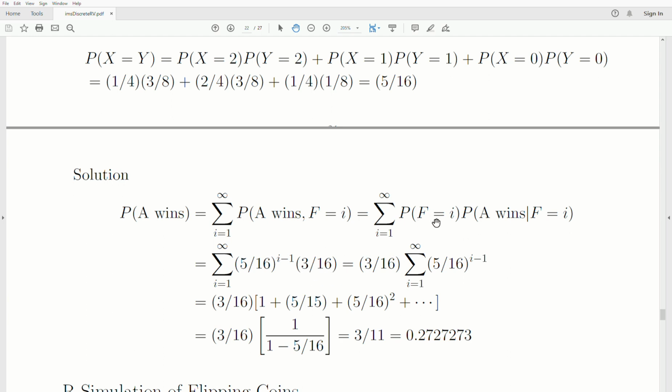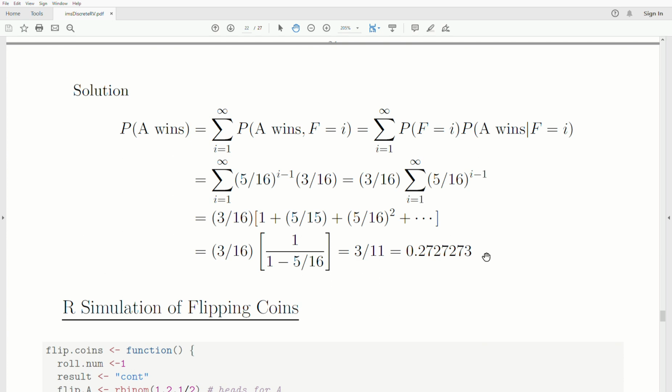Now we have to look at the probability that we're on trial i. To be on trial i, that means we had to have tied on the previous i-1 trials. So that's 5/16 raised to the i-1. That's the probability of tying on each of those previous trials. Well, the 3/16 is not indexed, so it can come out front. This is a geometric series, which has a definite limit. Taking this product, it's 3/16, which is a 27% chance that A wins this little game.